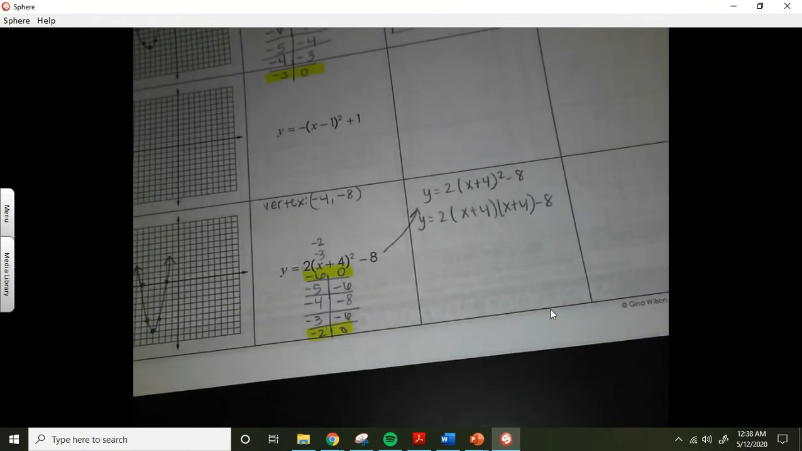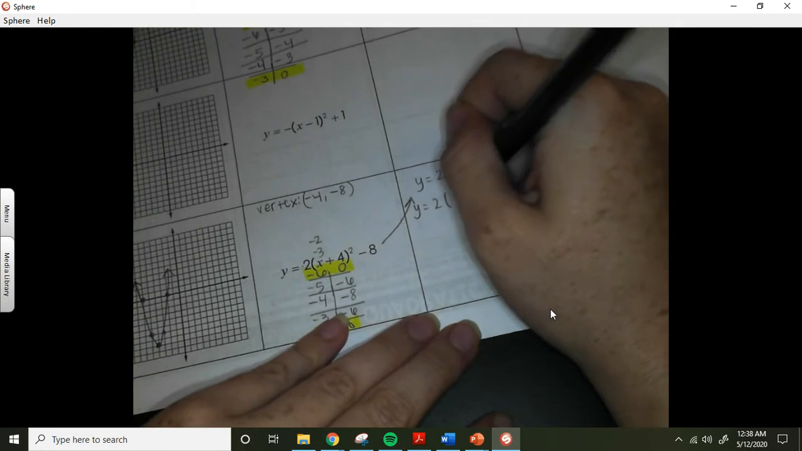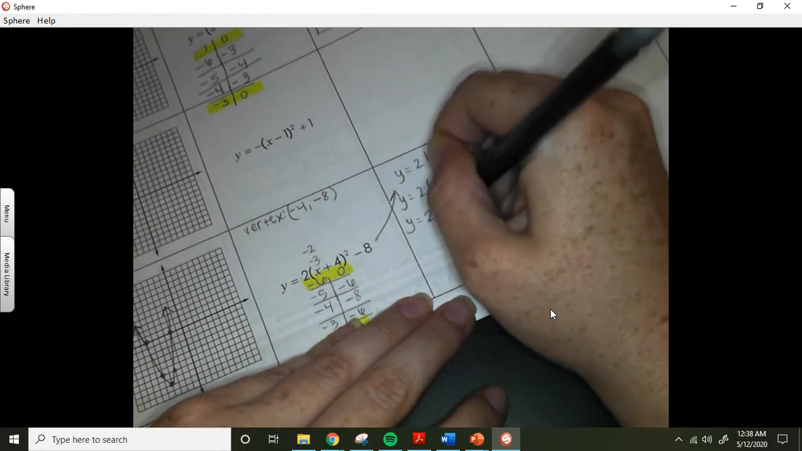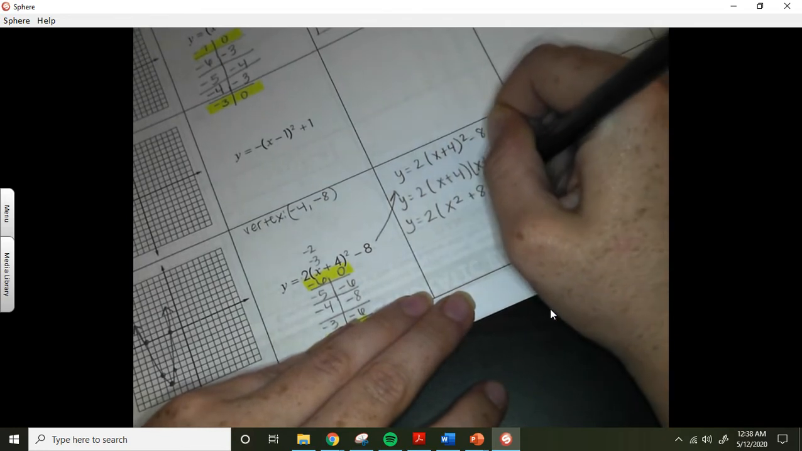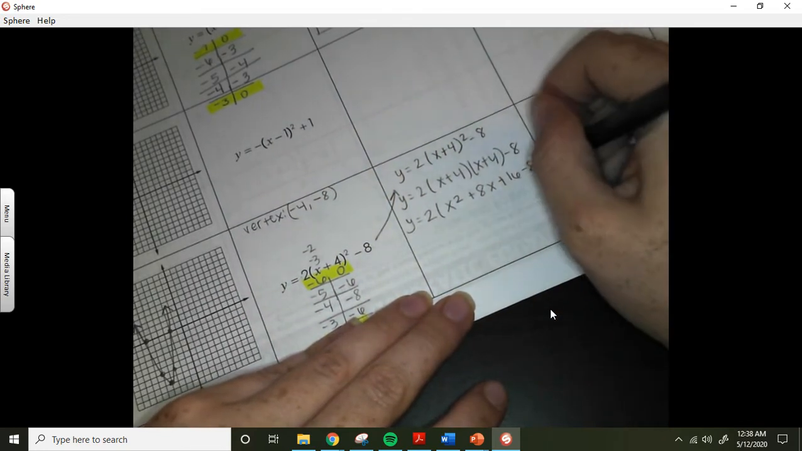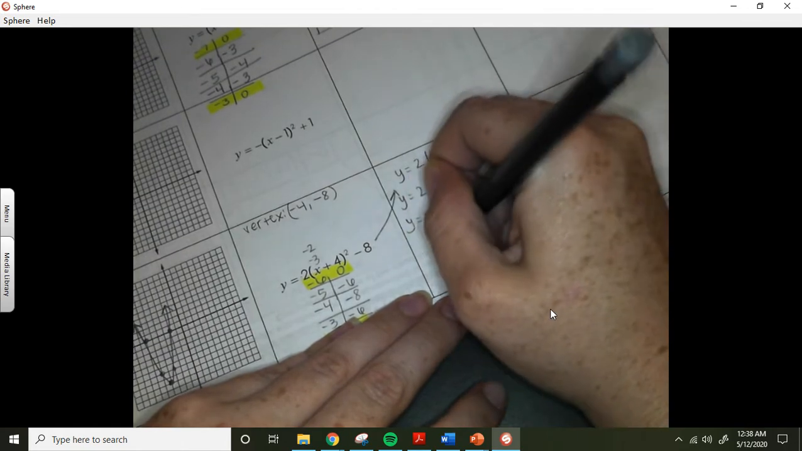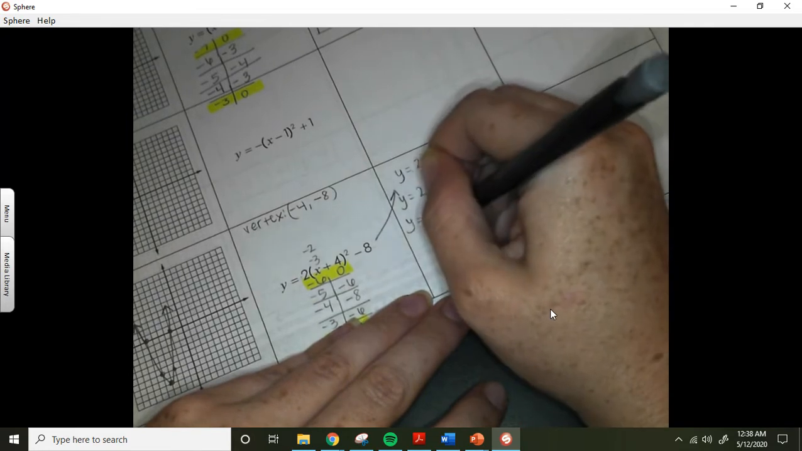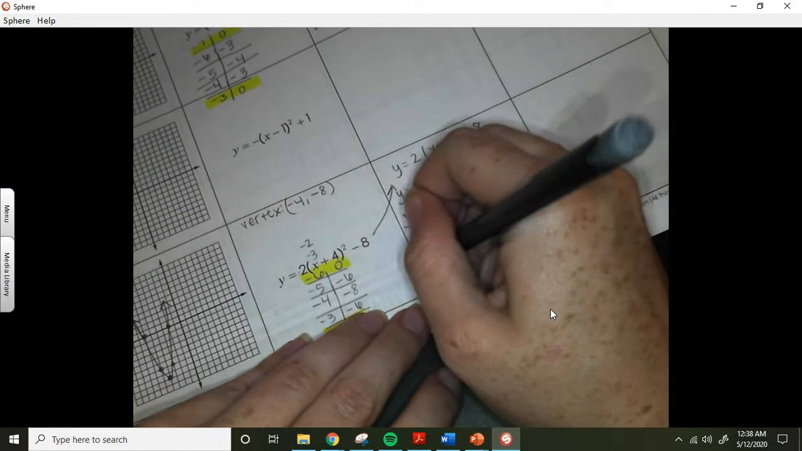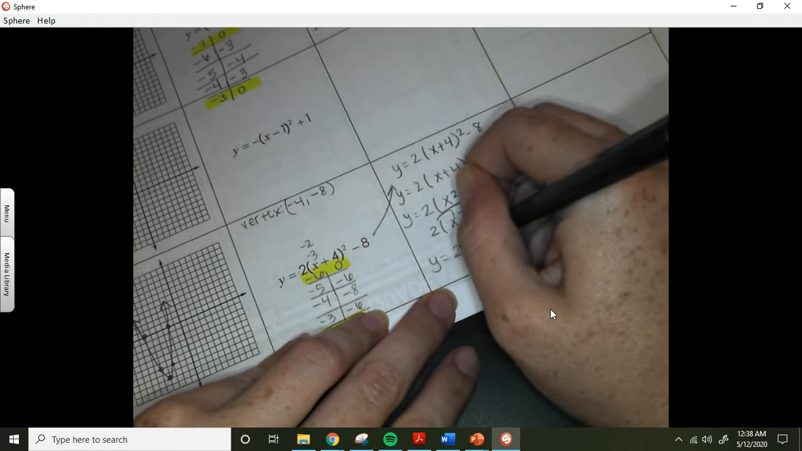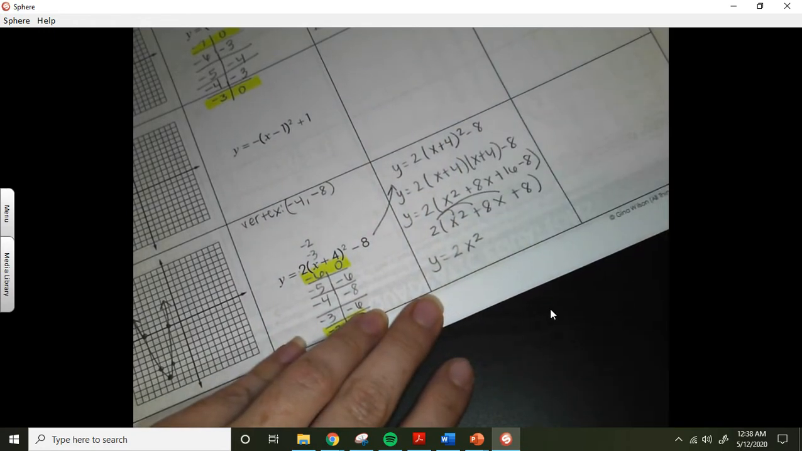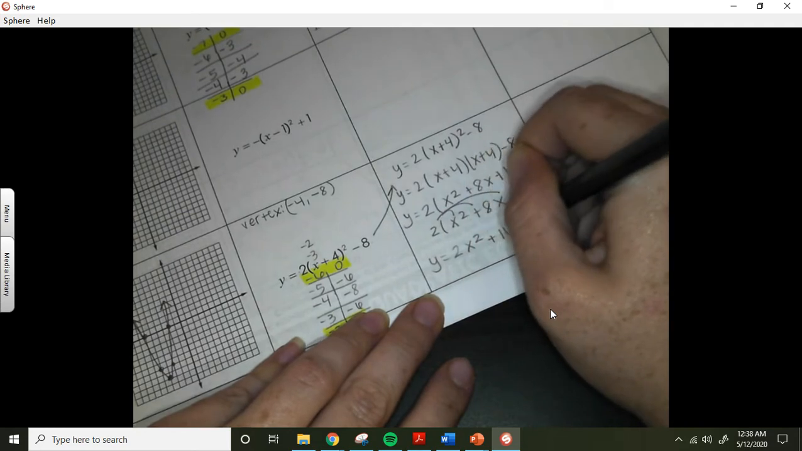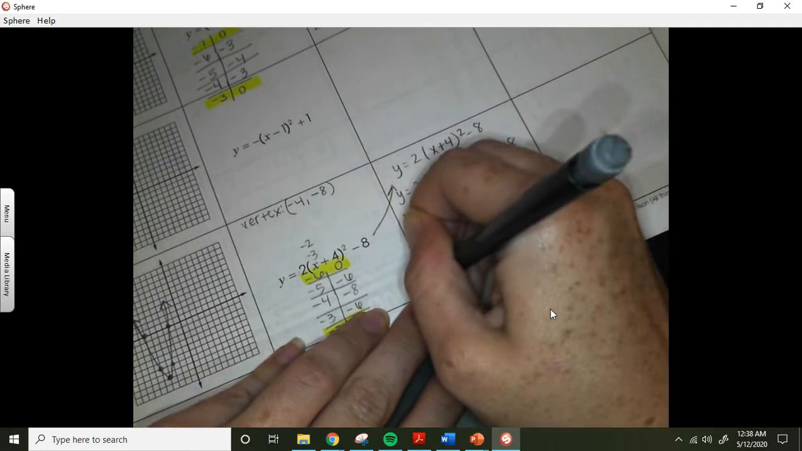I'm going to do the binomial, the square of a binomial trick. Square the first term, twice the product in the middle, square the last term. So y equals 2 times x squared plus 8x plus 16 minus 8. So 2 times x squared plus 8x plus 8. Distribute. Y equals 2x squared plus 16x plus 16.